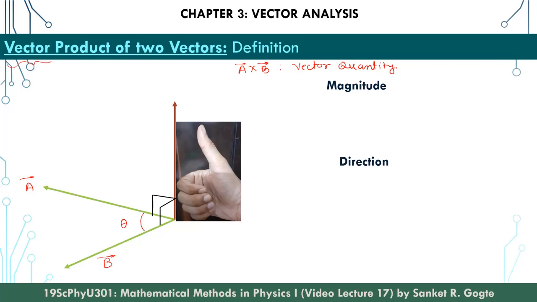So this cross product has a magnitude which is equal to mod A cross B is mod A mod B into sine theta. So this is how the magnitude of the cross product of two vectors is calculated, whereas the direction is given by using the right hand thumb rule.